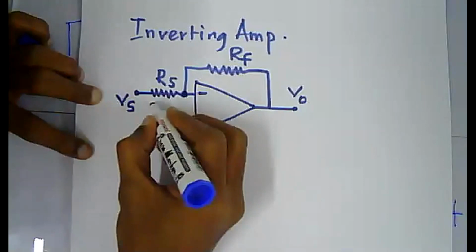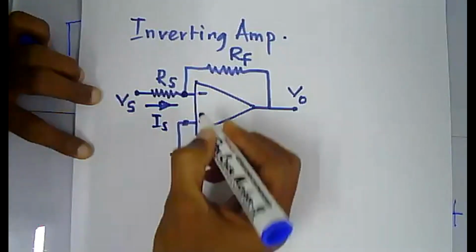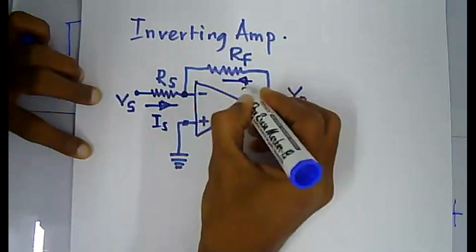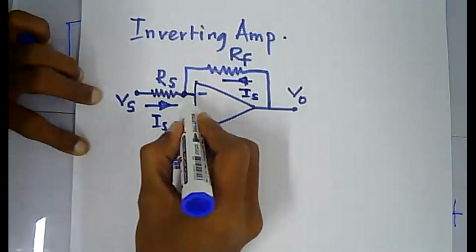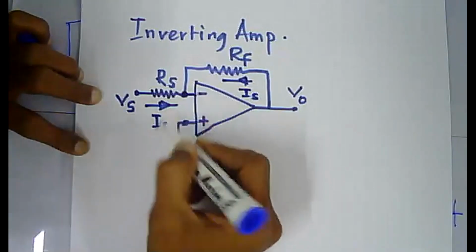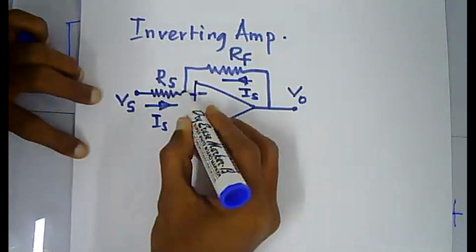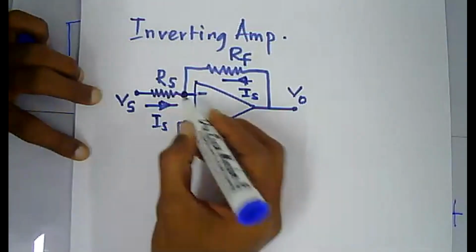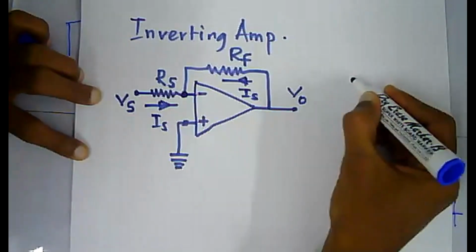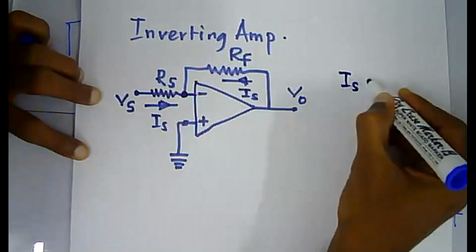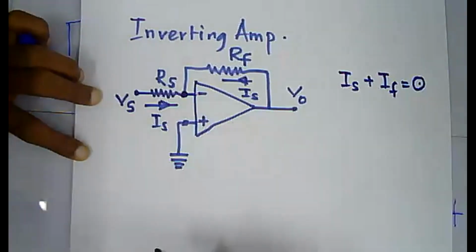Now you may have two currents, one is IS, the other one is IF. And of course, golden rule number 2 says there is no current going inside the operational amplifier. So if you apply Kirchhoff's current law at this node, you can write it simply as IS plus IF equals 0. Am I right?